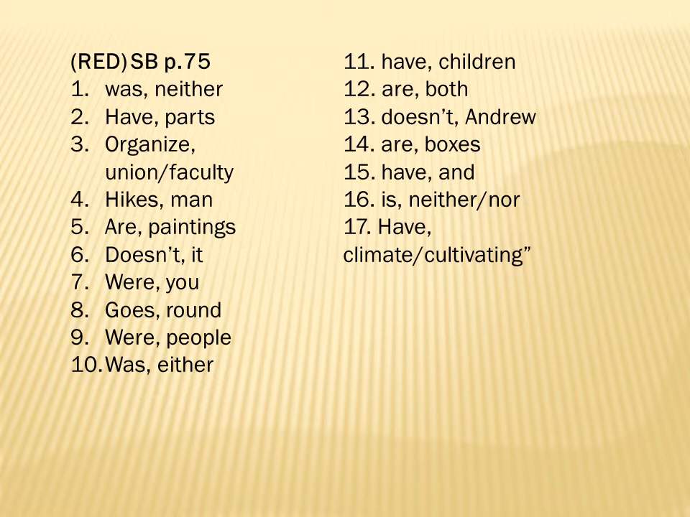17, have is singular. And this one's tricky. Climate as well as the cultivating. As well as is being used like an and there. It's joining the two together. But you may run into a situation where it's subordinate, where the second part is subordinate to the first. For example, let's say we had commas around as well as the cultivating. Imagine there are commas around that. The climate, as well as the cultivating, has an effect on the crop.